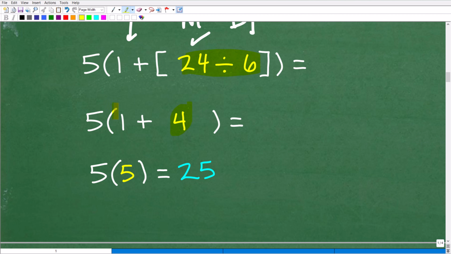And now we're left with this last set of parentheses. And of course, there's only one thing to do inside of those, and that is 1 plus 4, which of course is 5. And now we have 5 times, anytime you have a number outside of parentheses like this, that means a multiplication. So we have 5 times 5, which of course is 25, which of course is our answer.